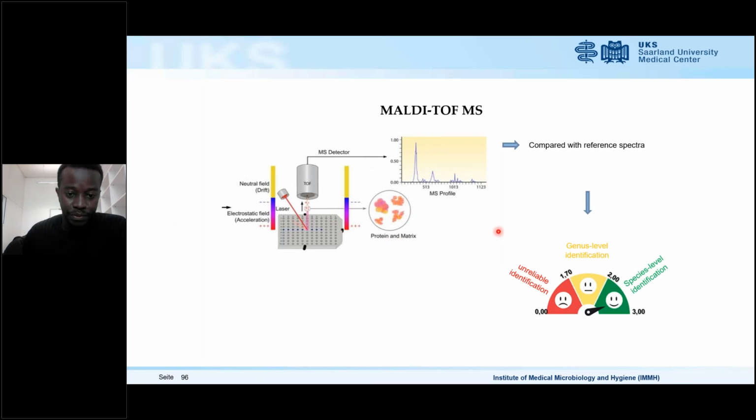Here you can see a brief description of the MALDI principle. I'm not going into details because it was already done by the previous speakers. For example, a few minutes ago, Maureen described that for species that are not included in the commercial database, you need to create your own reference spectra and establish your own database. For identification, each single spectrum needs to be compared to the reference spectra, and according to the result and the log score value, you can make different interpretations.